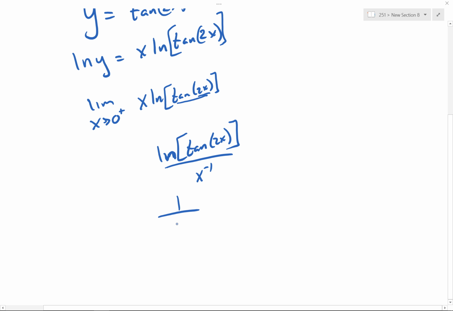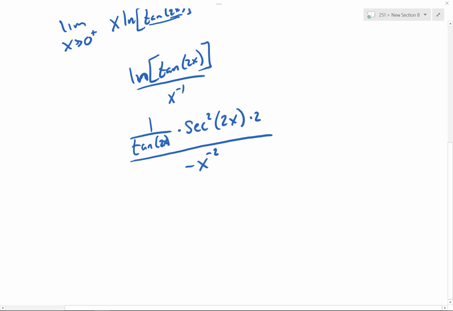So the derivative of the numerator is a chain rule, so it's 1 over tan 2x times the secant squared of 2x times 2 all over negative x to the minus 2. Okay? So what I end up with is, well, several things. I guess I can write this about 100 different ways, but one way to write it, I'm going to put the 2 on the negative 2 and the x squared up on top. Secant squared is really cosine squared, so I'm going to put that on the bottom because I'm weird, I guess. And tangent of 2x is already on the bottom. Make sense?